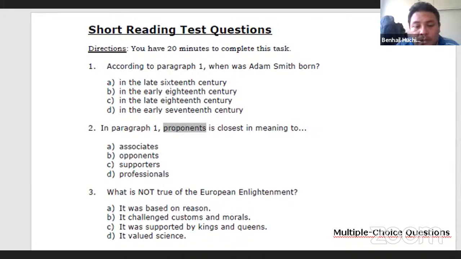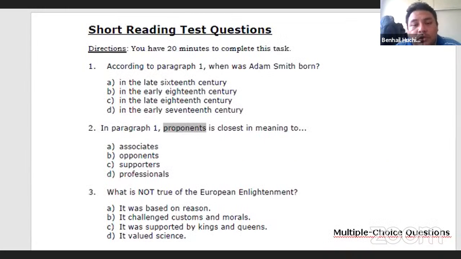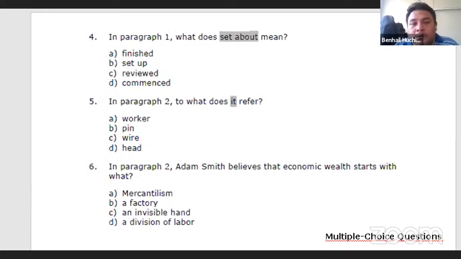So we have question one, two, three, and they ask for specific words. The words that are highlighted, they will say according to the word highlighted in paragraph one or the second sentence, etc. So you can see it. Also, they are asking about, and specifically in which paragraph you can find the answers.